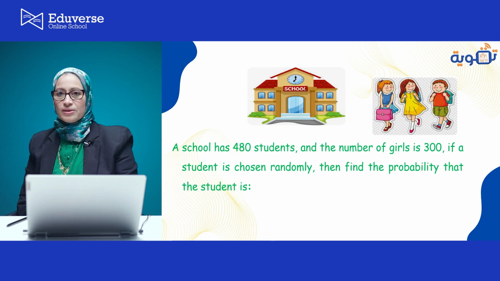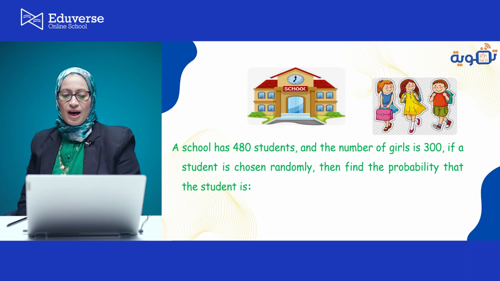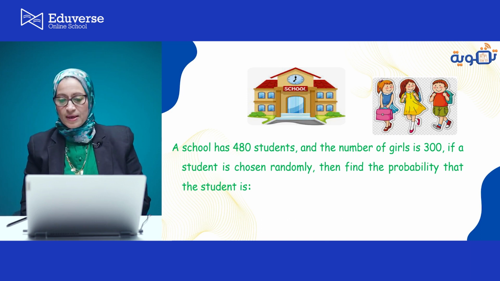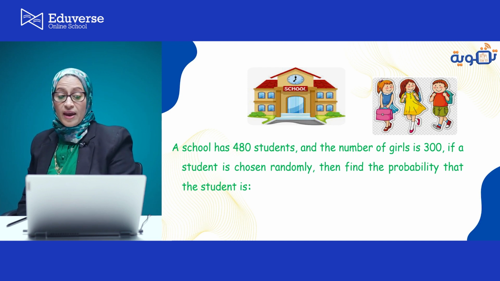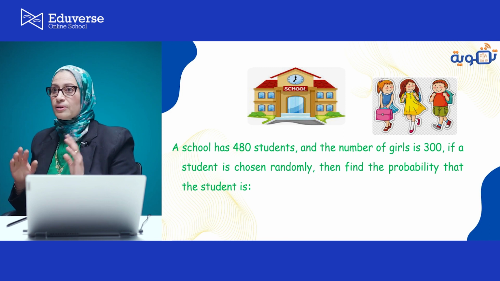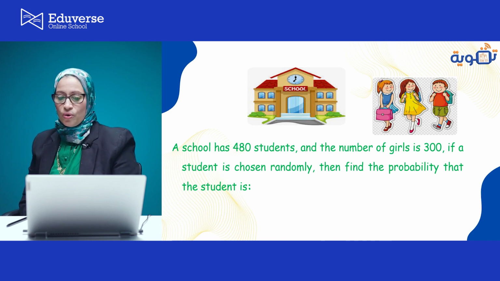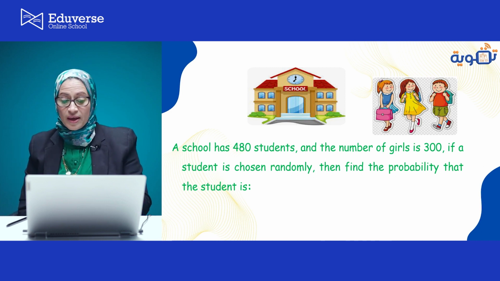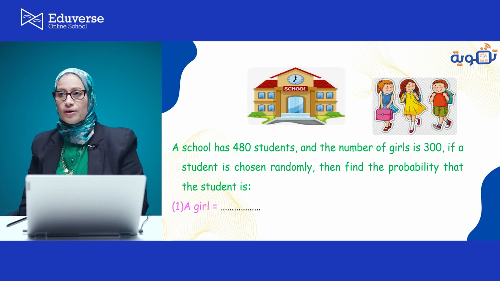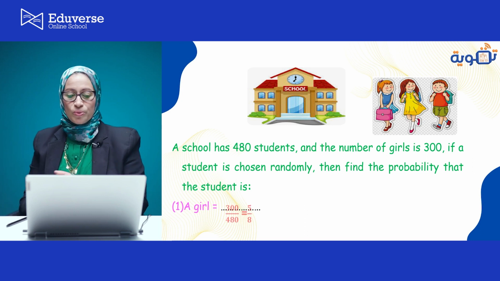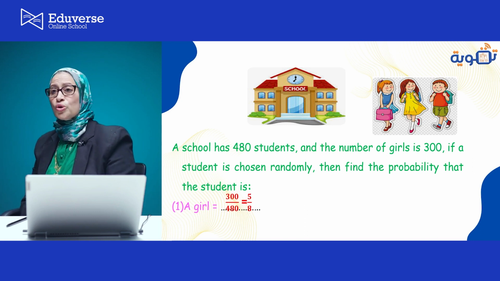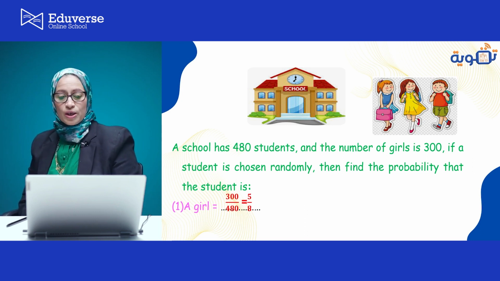We know that together. It's a school. Now, I have in the school 480 students, and the number of the girls in this school is 300. If a student is chosen randomly, find the probability of the student to be a girl. How many girls do I have here? 300. So as usual, it will be 300 over 480, the total of the students in the school. It will give me, after simplifying, 5 over 8.